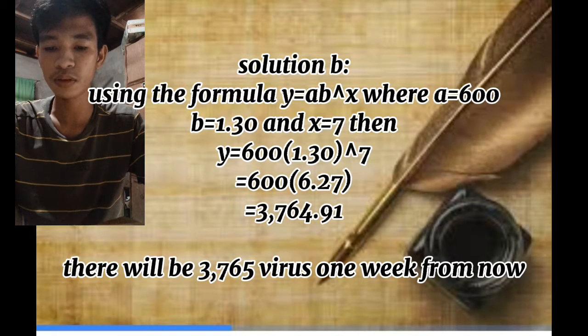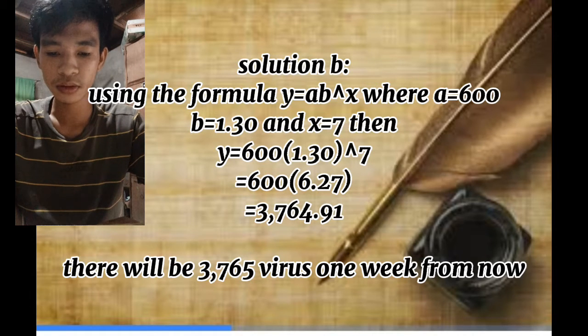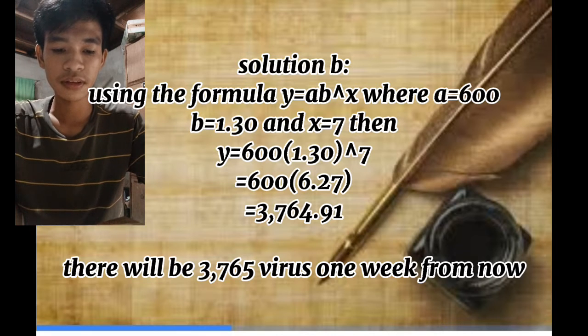So, let's solve this, first 1.30 raised to 7. We have 6.27. Then, multiply by 600. So, we have 3,764.91. So, let's round off this 4 into 5, guys, because there is no such thing as 0.91 of a virus. So there will be 3,765 viruses 1 week from now.